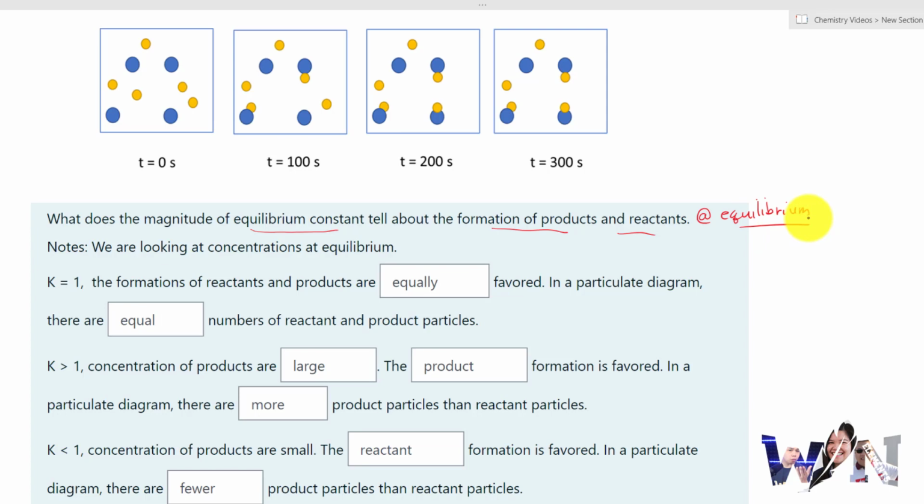Now let's look at this particulate diagram. We use the word particulate diagram. Think of the word particles, okay? So we draw particles to represent what's happening here.